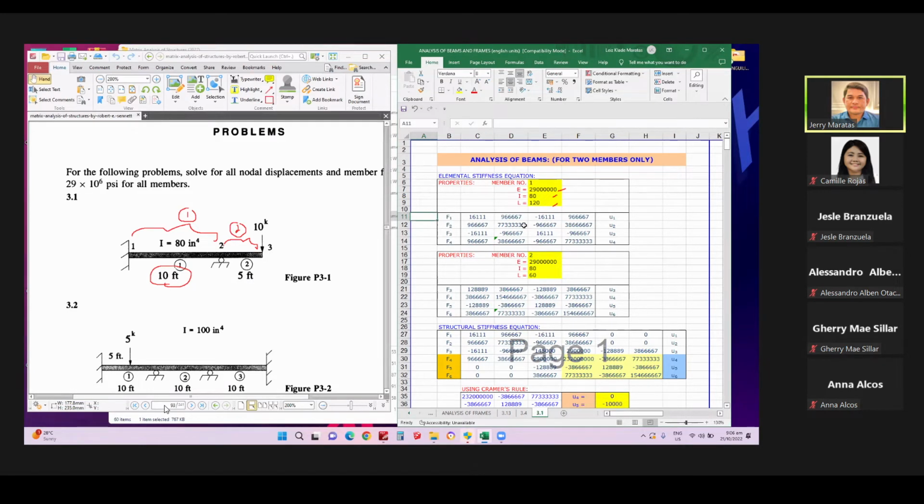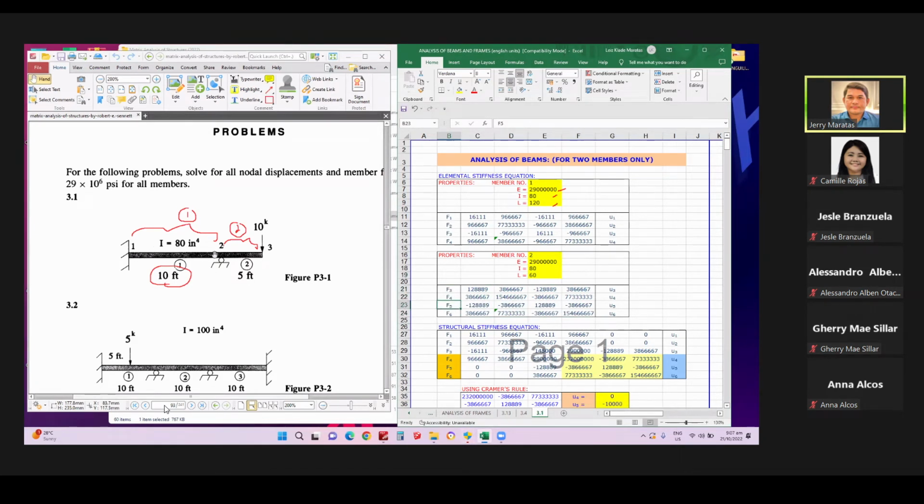So that's the picture for the stiffness matrix per element. So you consider for element 1, and you program that. Now for element 2, take note my I is still 80 but the length is now 60 inches. But you have to be consistent again with the units, okay? After that, you have this. And please take note also of the markers, no?